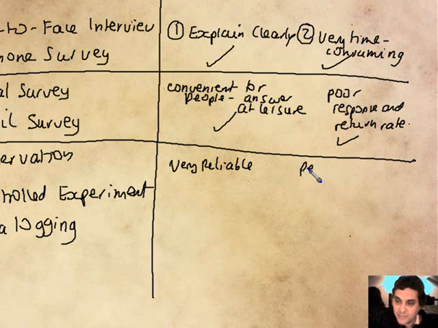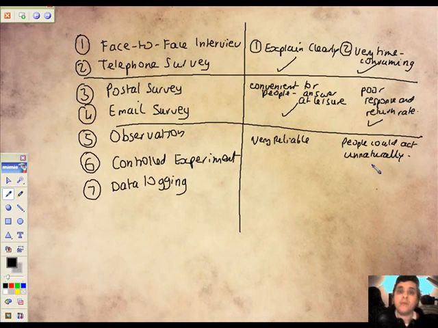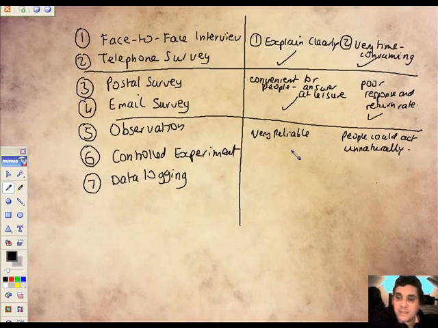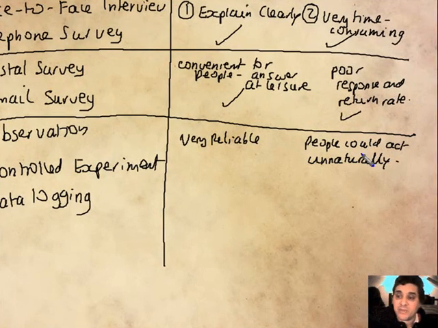Right, people could act unnaturally if they know they're being observed. Alright? So, very reliable, or people could act unnaturally if they know they're being observed, and that is in fact a disadvantage.